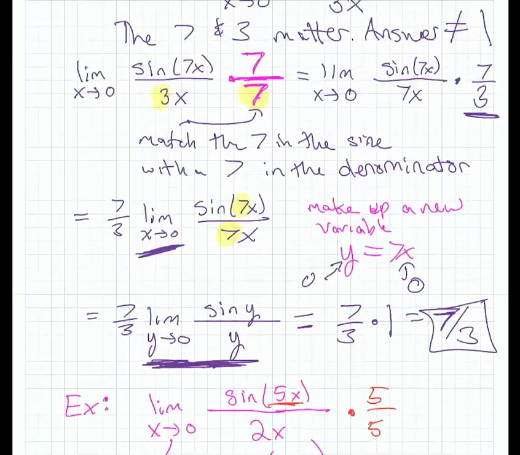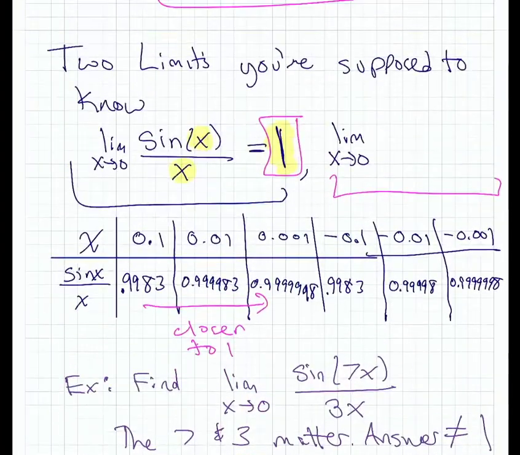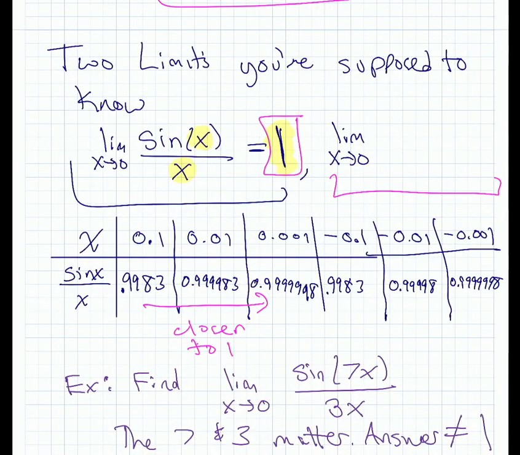Let's scroll up. Let's look at the other limit that I said you need to know. So the other limit that you need to know is this one. The limit of 1 minus cosine x over x. And what is that one? That one is 0. Okay? That one is 0.